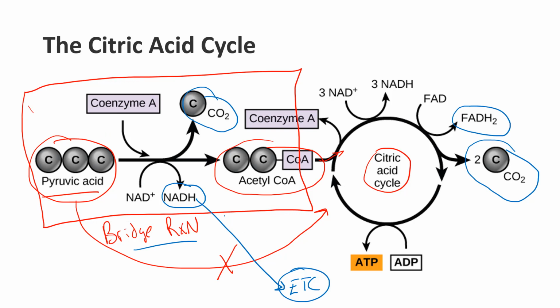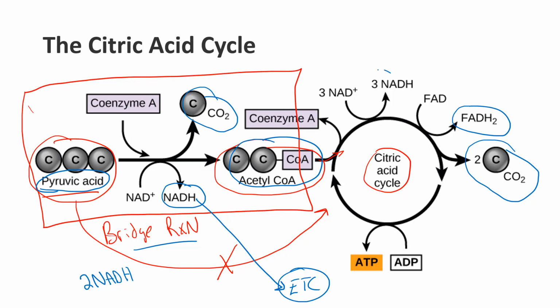Now, if I asked a question like, how many NADHs are produced in the bridge reaction per molecule of glucose, then the answer would be 2. And why 2? Because remember, 2 pyruvic acids were produced per molecule of glucose back in glycolysis. So we have to double everything that we're looking at here if we think of it in terms of per molecule of glucose. Okay, so we're getting 2 acetyl-CoAs produced per molecule of glucose, and everything that you see here in the citric acid cycle is doubled in terms of per molecule of glucose.